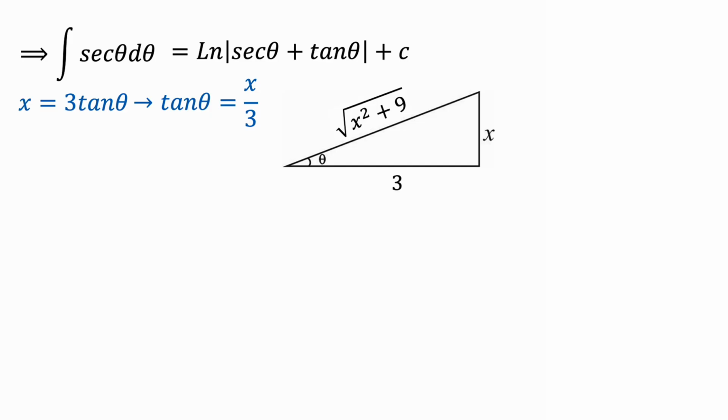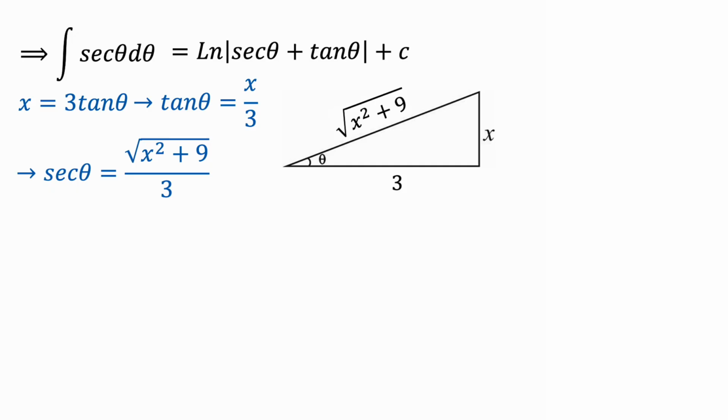What exactly does cosine theta mean? Well done. Adjacent over hypotenuse. Now, the reciprocal, hypotenuse over adjacent, yes, that's secant theta, square root of x squared plus 9, all over 3. This is secant theta. What else do I need? Tangent theta. Tangent theta became x over 3.